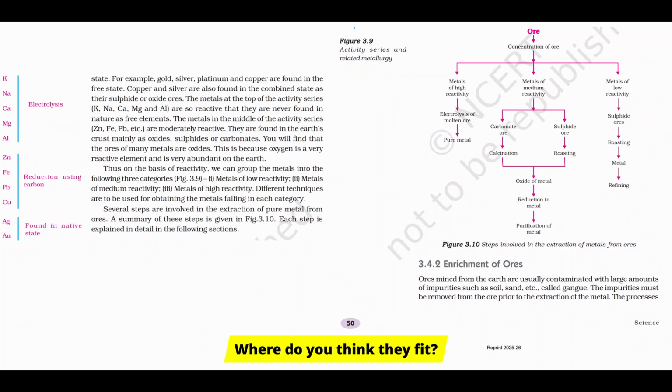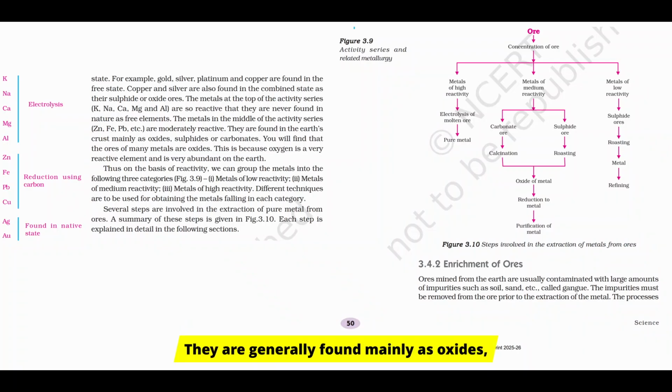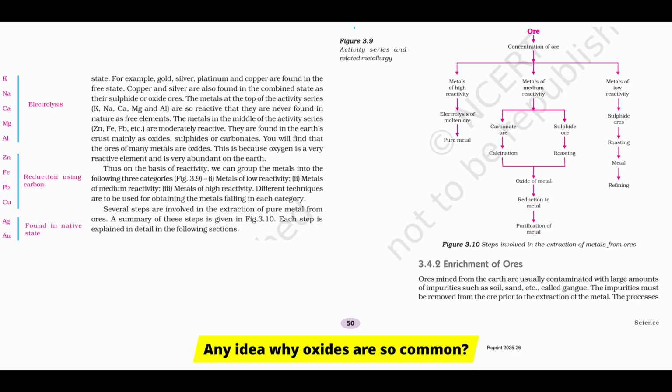Where do you think they fit? Probably combined, but maybe easier to break down than the top ones. Good thinking. They're generally found mainly as oxides, sulfides, or carbonates. You'll often find that the ores of many metals are oxides. Any idea why oxides are so common?